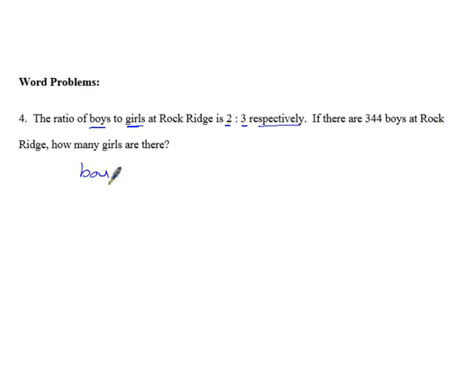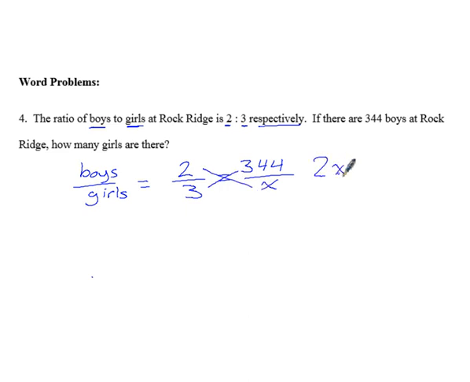So we're setting up our proportion, and we can say boys to girls. For every 2 boys, there are 3 girls. And then if there are 344 boys, how many girls are there? Just like we did in that earlier problem, we're going to cross multiply. So we get 2x is equal to, what does that come out to be? 1032. And then when I divide both sides by 2, you get 516 girls.